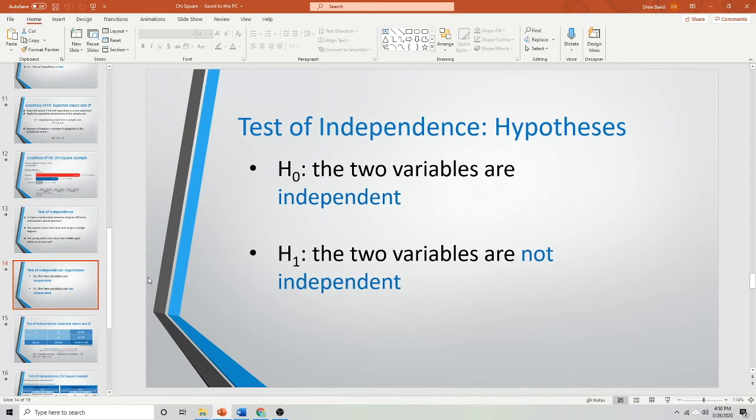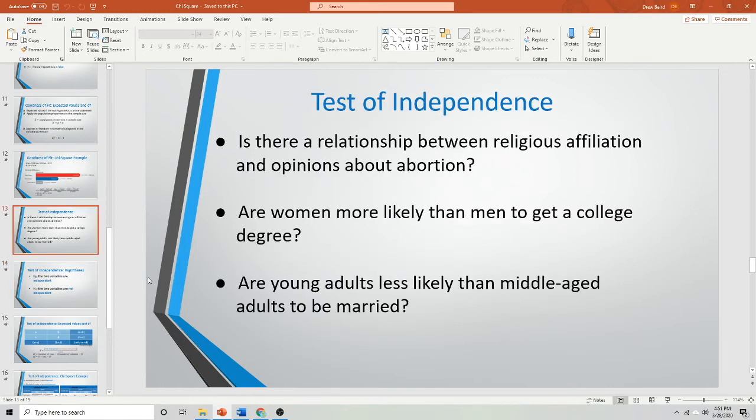Now, for hypothesis testing for this, your null hypothesis is that the two variables are independent. So if they're independent, it means they don't have anything to do with one another. So let's say it's the case that gender and getting a college degree are independent. Then you would probably expect about the same proportion of men in a sample to have a college degree as the proportion of women in a sample.